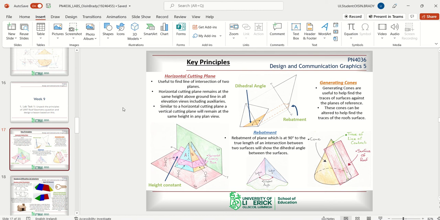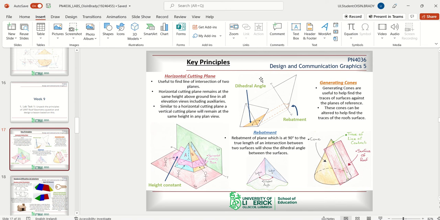This is useful to find the line of intersection of two planes. The important thing to remember is the horizontal cutting plane remains at the same height above the ground level in all elevation views, including auxiliaries. We can see that in the picture underneath with the little stick figures and horizontal cutting plane, how it remains at the same height for all of them. And similar to a horizontal cutting plane, a vertical cutting plane will also remain at the same height in any plan view or auxiliary plan view.